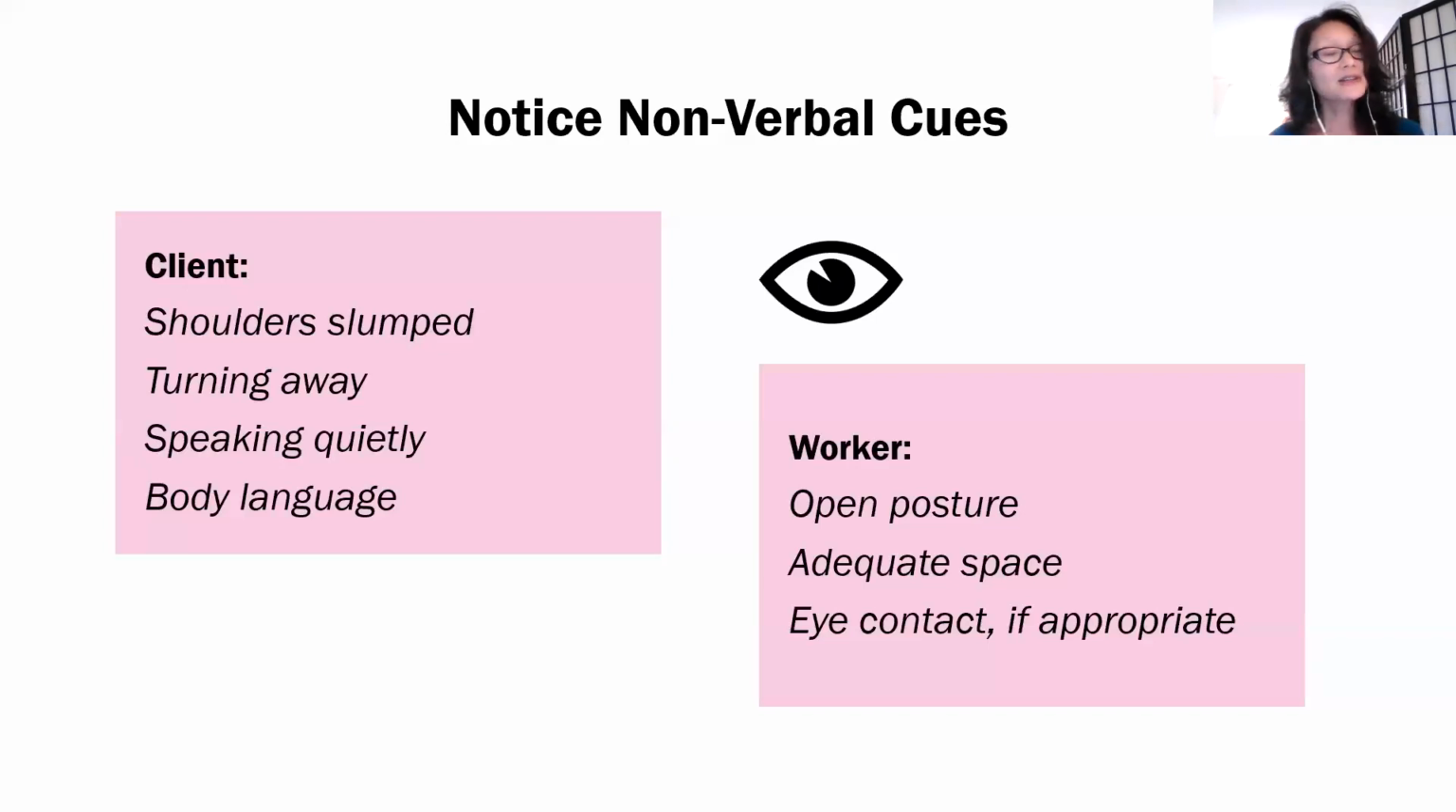In terms of the shoulders being slumped, turning away, speaking quietly, body language, these are part of the nonverbal cues. For ourselves, we have to be aware of how we are in the situation physically as well. We should be sure that we have an open posture and that we leave adequate space for the client. And if appropriate, consider if eye contact would be helpful with engagement.